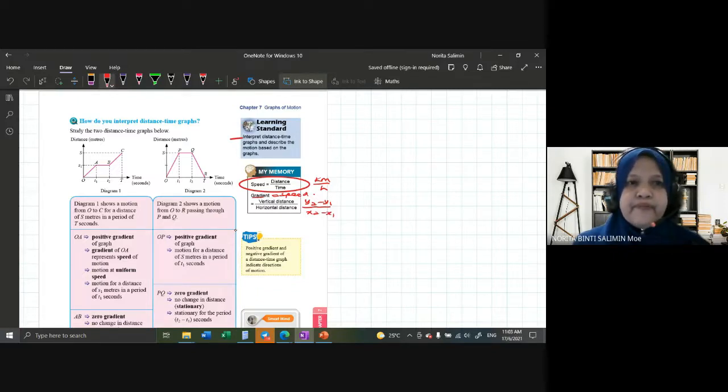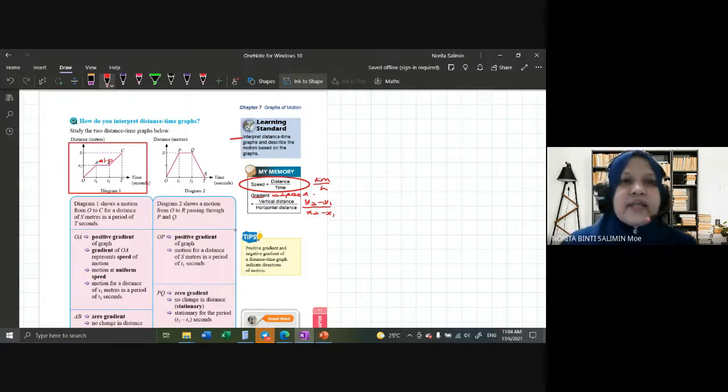And then what happened to AB? Is the distance increased or not? AB. The distance is not changed. That means what happened? This is stop. Stop here, because the distance is not changed. So from A to B, rest or stop. Then we continue the journey from B to C. Can you describe the graph here? Can or not? The first graph?